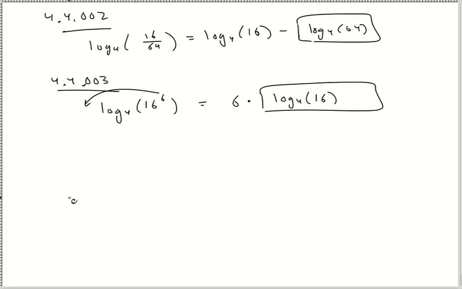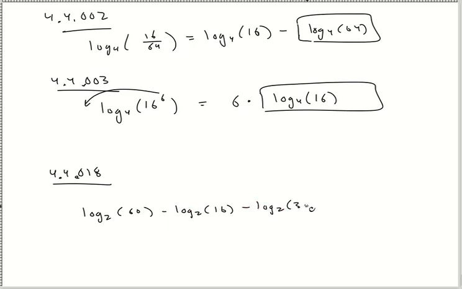Okay, so we used a little bit of everything. Now let's actually use multiples together. I've got log base 2 of 60, trying to rewrite that 60 a little bit better: 60 minus the log base 2 of 16 minus the log base 2 of 30. And they want to figure out what this is equal to. So that's a lot going on.